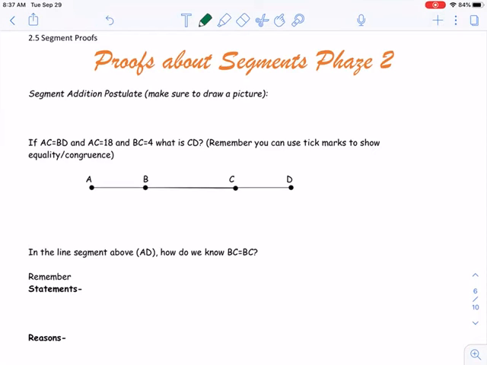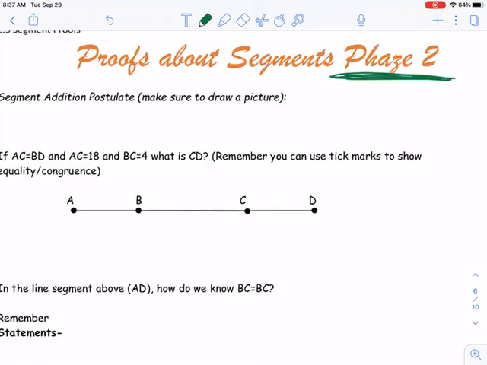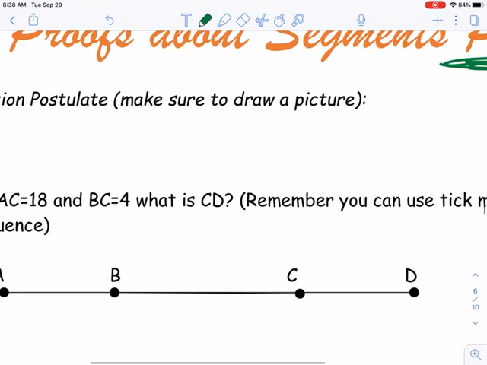Okay, students, so we're here with phase 2 on proofs about segments. A lot of new skills we learned. That's why we're taking 2 days to learn it. So we're going to review some stuff, segment addition postulate. Let's make sure we draw a picture.